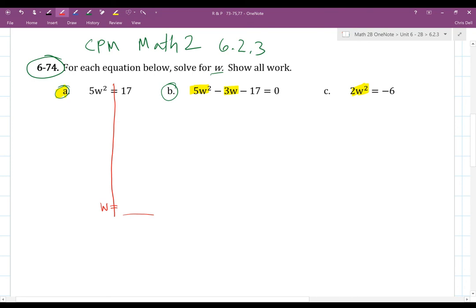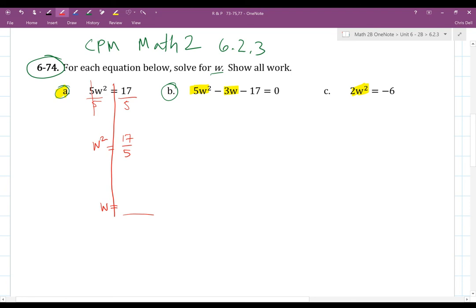To solve this, the first thing is I want to isolate my W squared. I'm going to divide both sides by 5 because the operation between the 5 and the W squared is multiplication, so you do the inverse operation, which is division. That becomes a 1, and you end up with W squared is equal to 17 over 5. You can leave the number as a fraction because it doesn't divide evenly. Yes, I could use a calculator and get the decimal equivalent, but I don't have my calculator here, so I'm going to just leave that as 17 over 5.